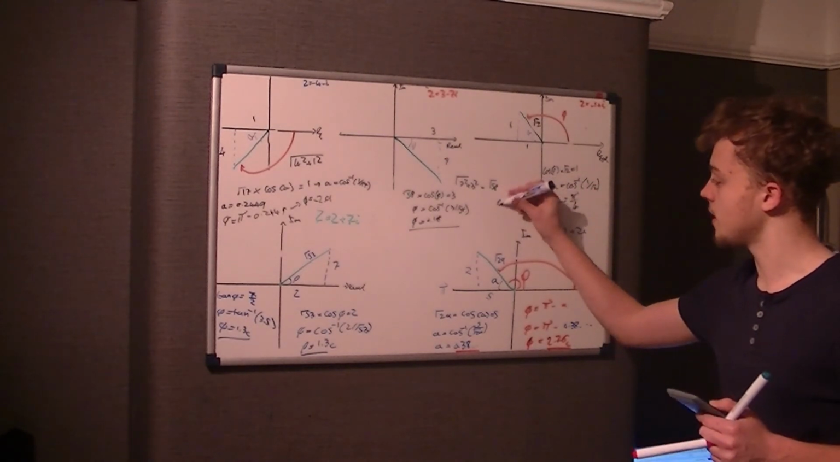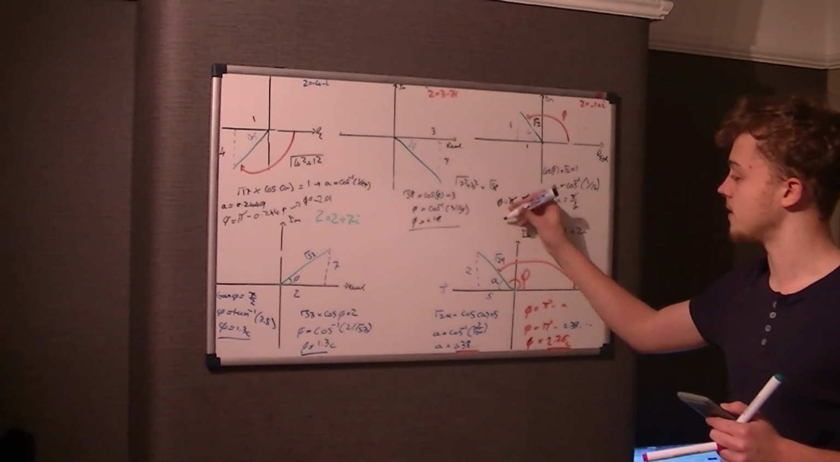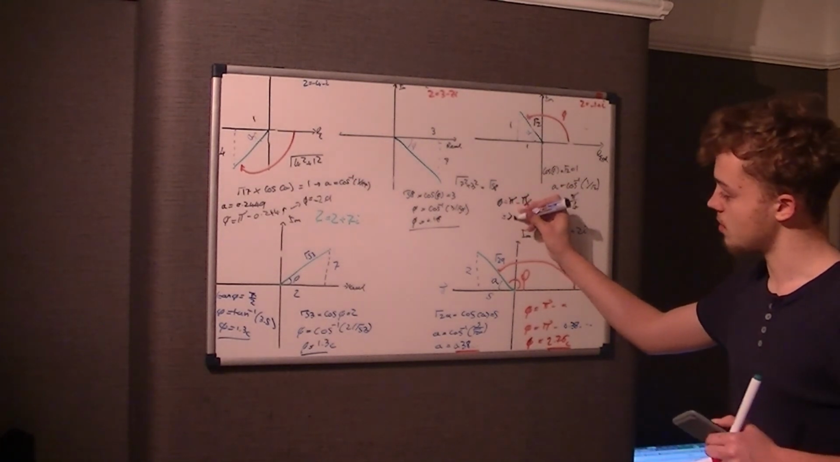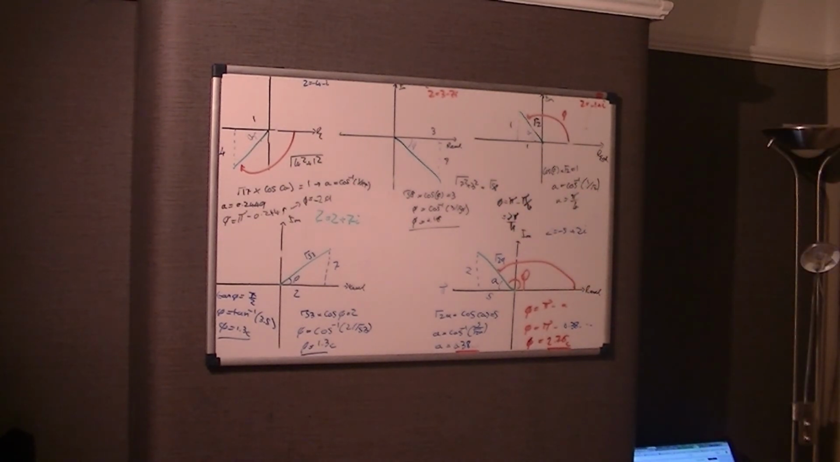You do theta is equal to pi take pi on 4, or theta is pi take little a, which gets you obviously 3 pi on 4. Okay, so they're the answers to the questions that we've just gone through.